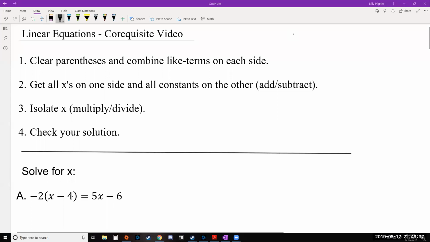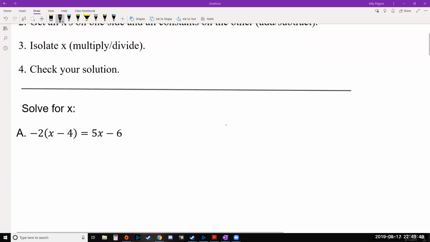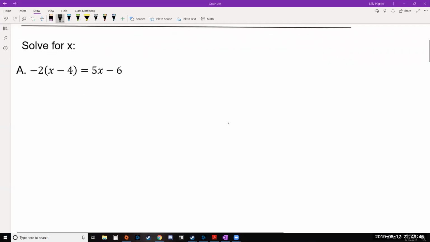So we're going to go through and use some of these steps. I'm probably not going to check the solution on all of them, but keep in mind you can always do that. So here's our problem on part A, solve for x. Notice we have a number next to parentheses, so we have some distribution to do there. So we're going to start with that.